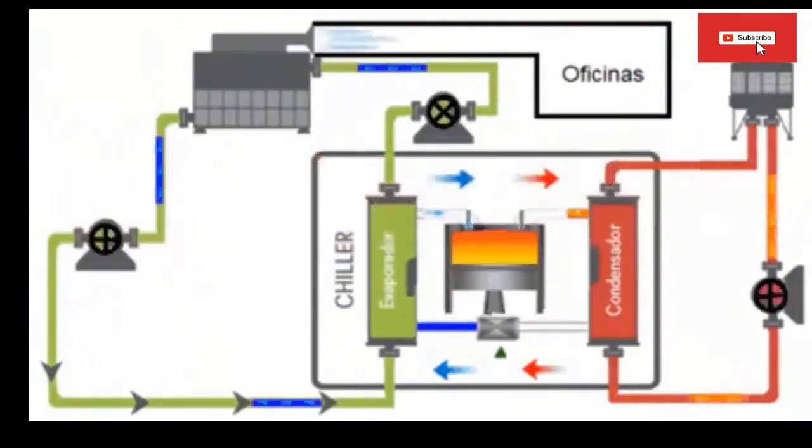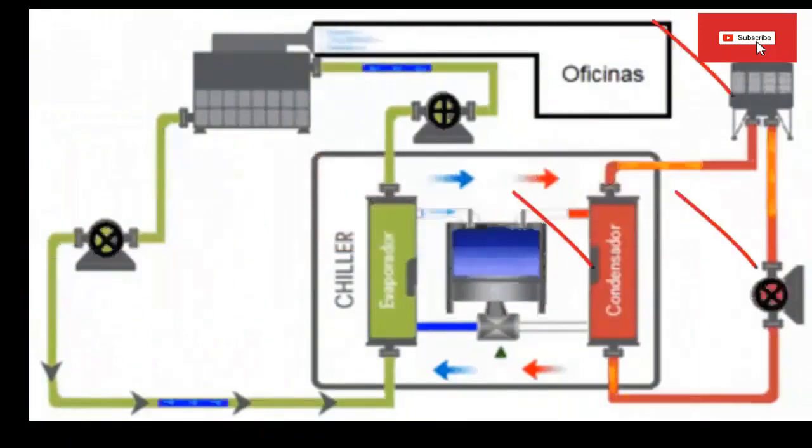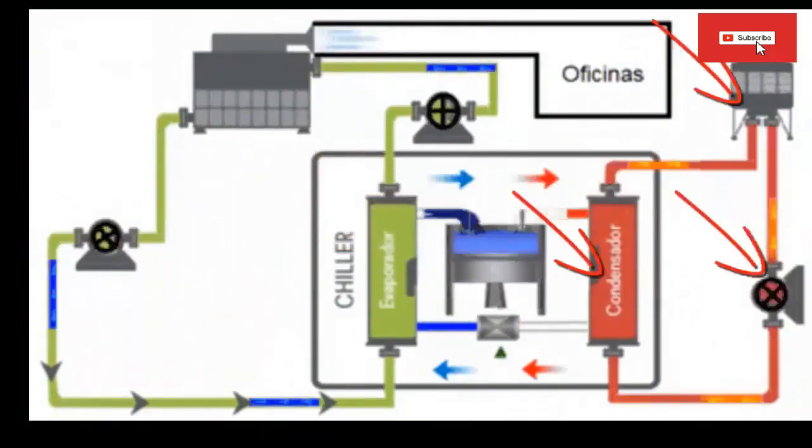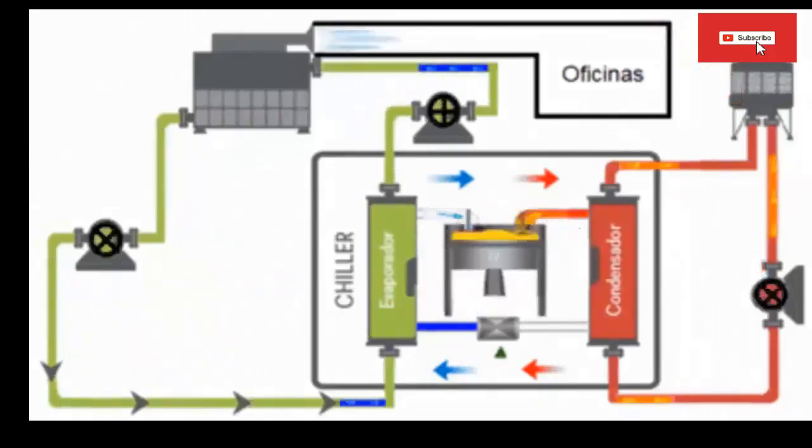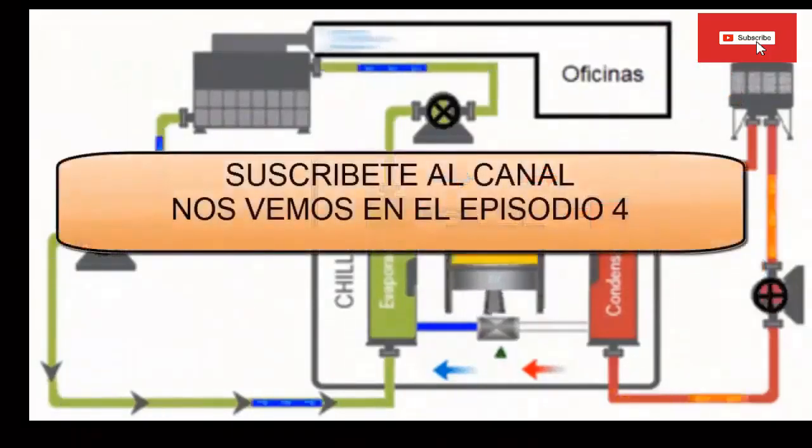Furthermore, we can state that the circuit that cools the chiller condenser is basically made up of a pump, piping system, and cooling tower, and it has nothing to do with the ice water circuit that cools the building.